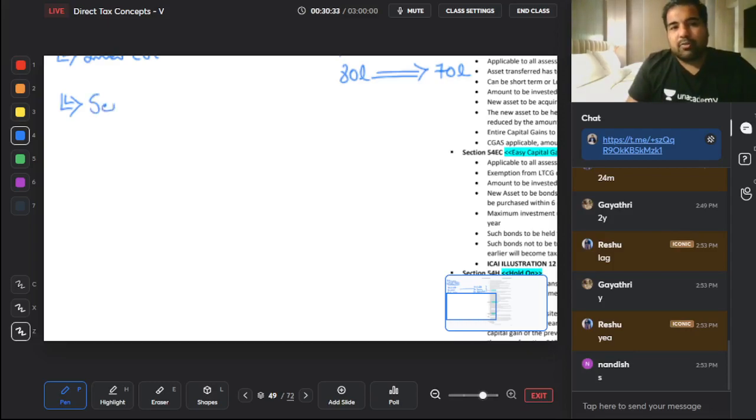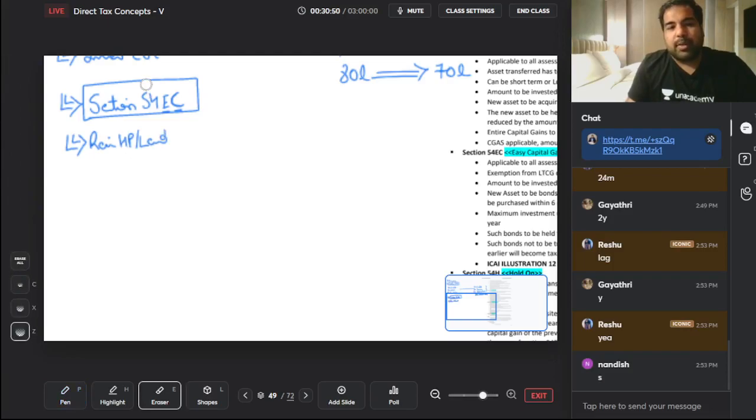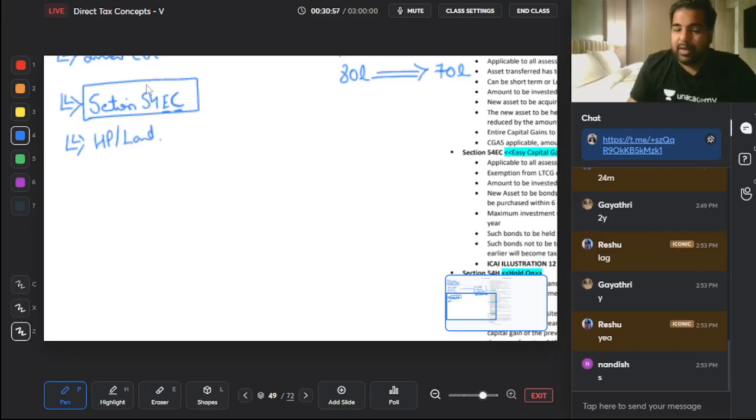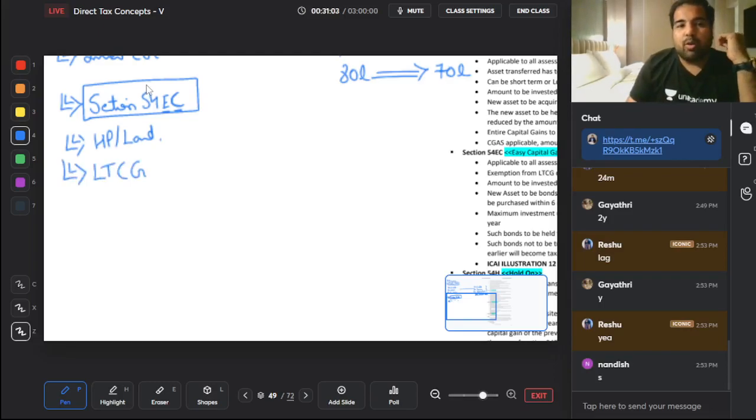So this is section 54EC, ease of capital gains. The shortcut is easy capital gains or ease of capital gains. This section says that you can be selling any residential house property, including land. Sorry, not residential house property, any house property including land. You can be selling any house property including a plain piece of land also, but it should be long term. Yes, everything is long term except 54B and 54D. This should be long term.